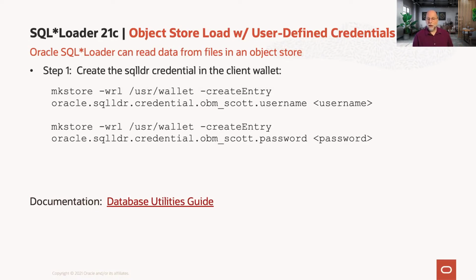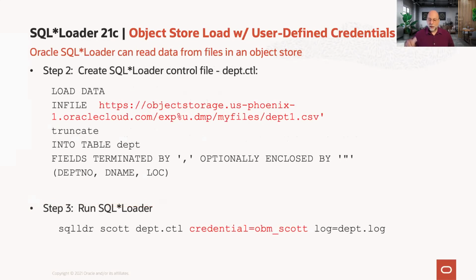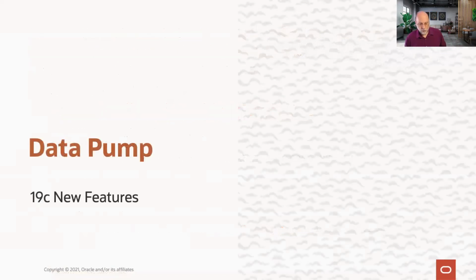So you would start by creating your wallet for your cloud, for your client area, wherever you have your SQL Loader client. And then your SQL Loader client can reach out to the object store on the one hand and load into the cloud on the other. So your client's local, but you're going directly from an object store into the cloud, and it's not going to have to pass through your client to do that. So those are the 21C new features.